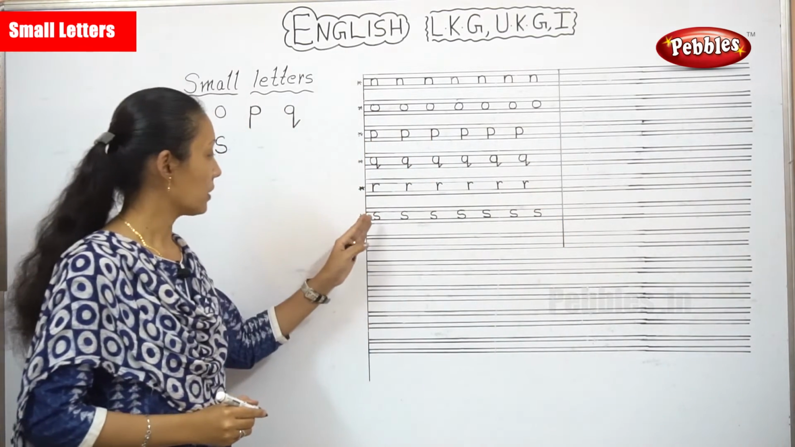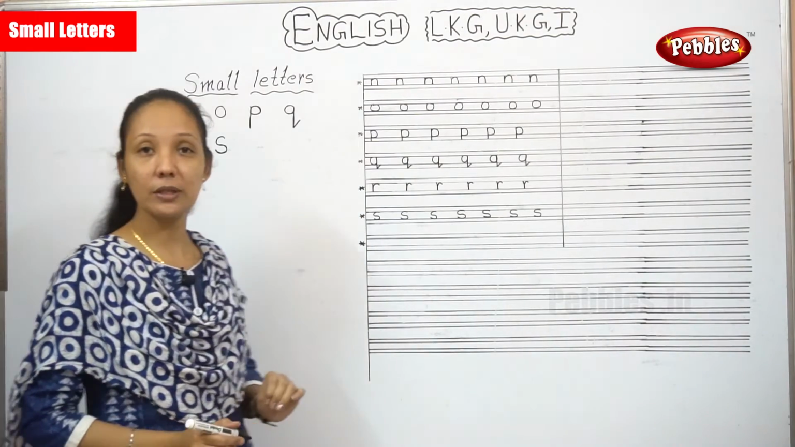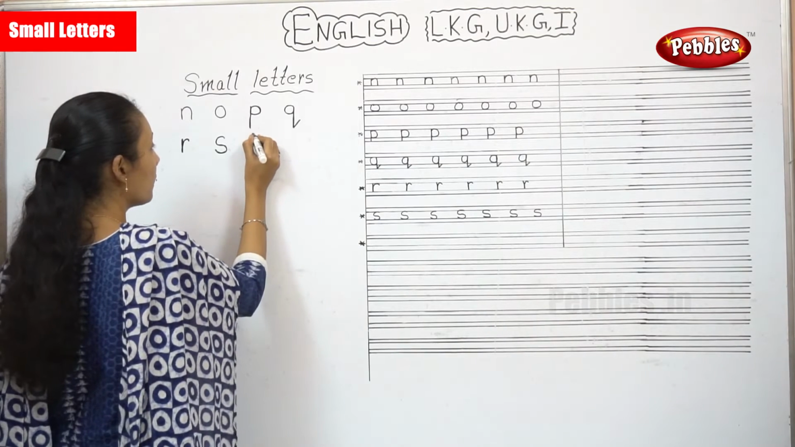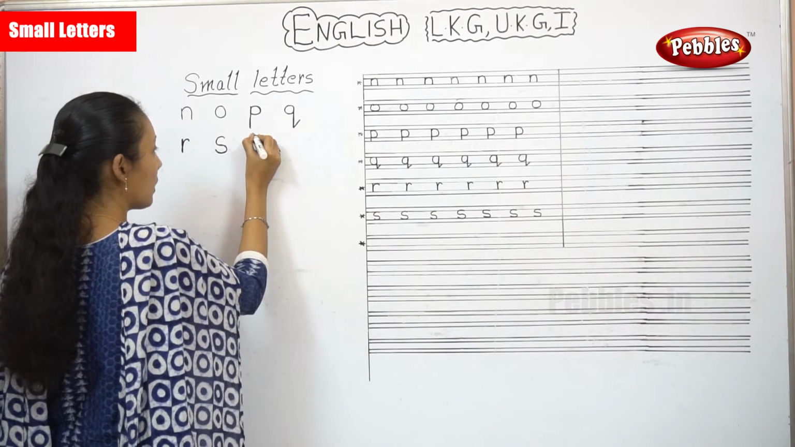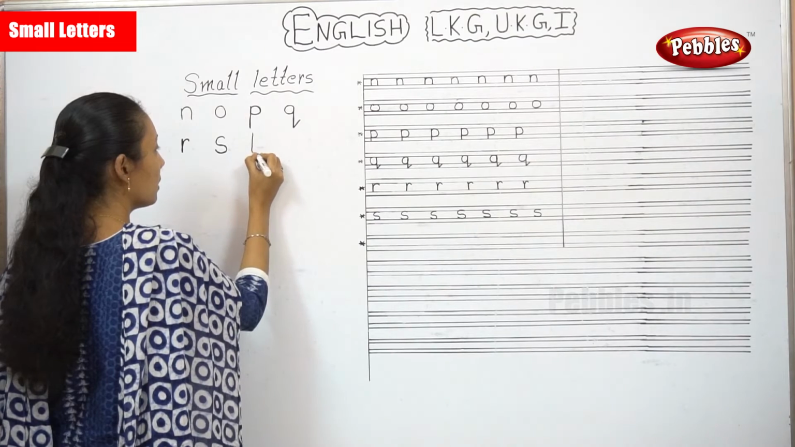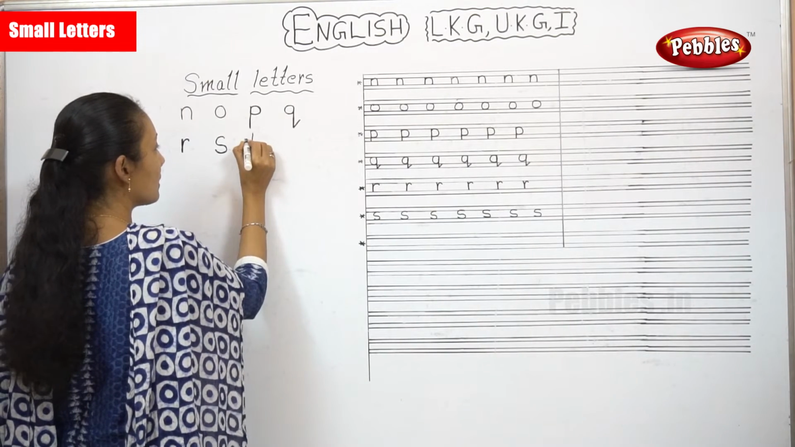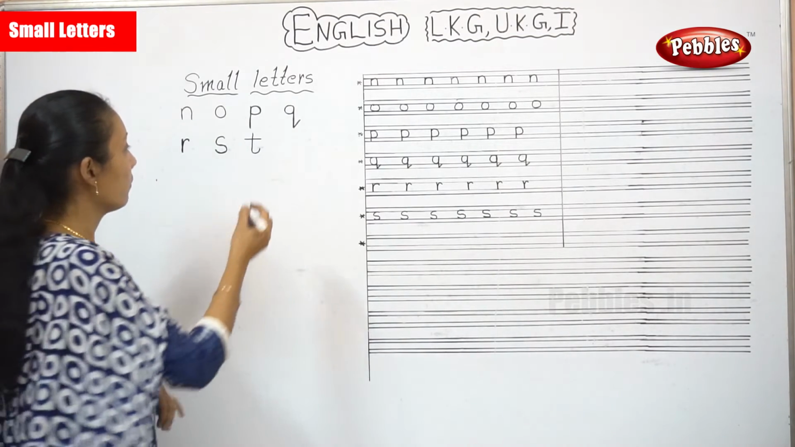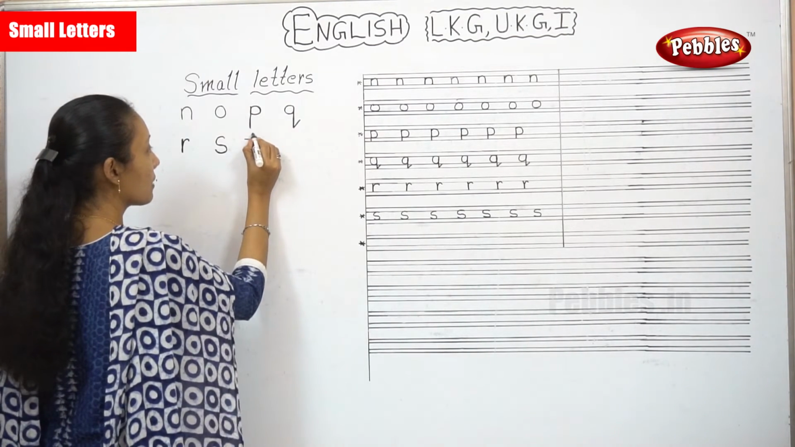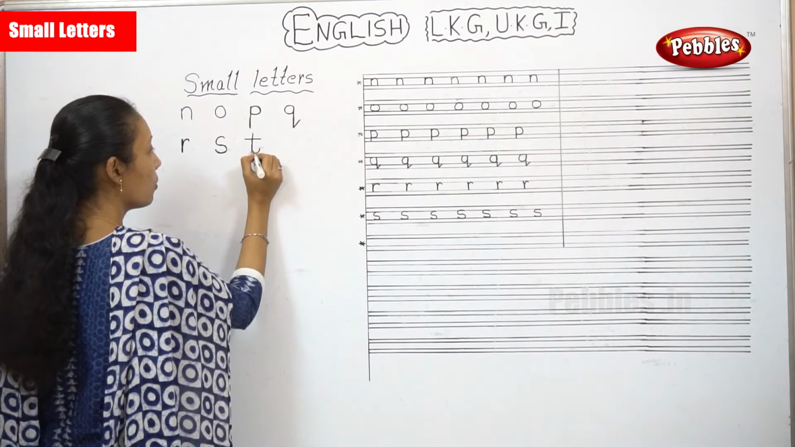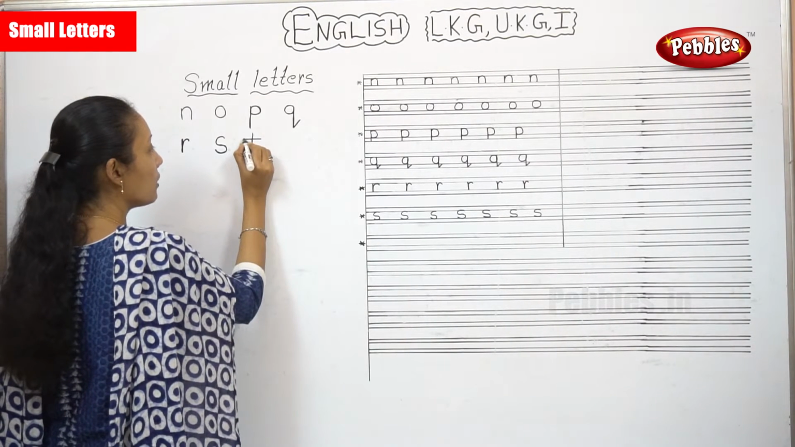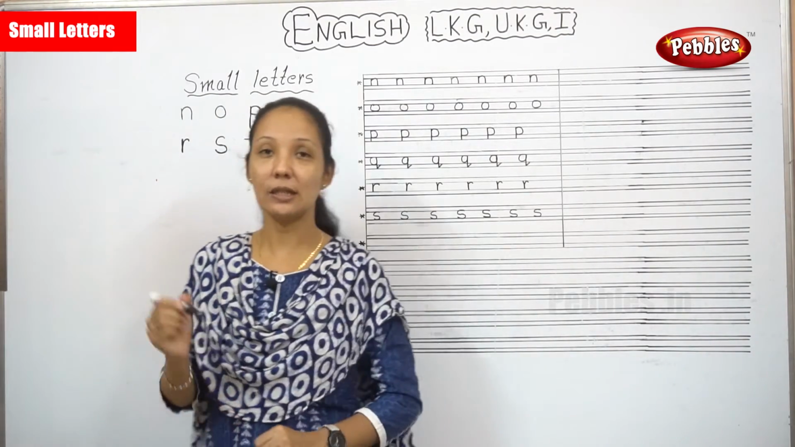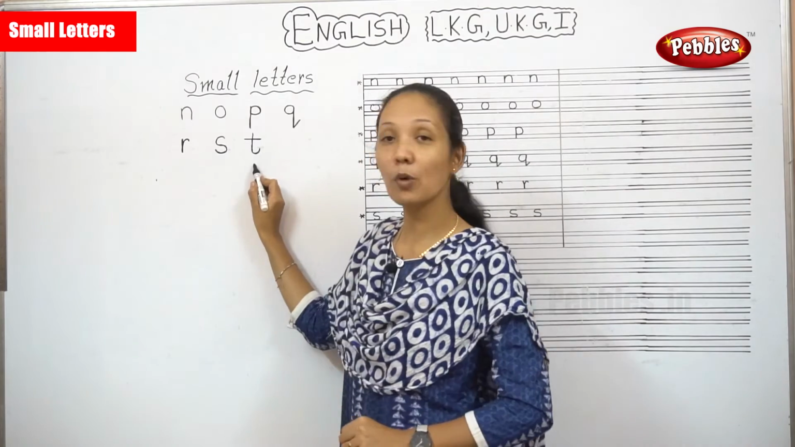Okay. Now, after s, your next alphabet is T. T is a straight line down, a curve and a sleeping line. This is called small letter T. Once again, I will show you a straight line, come down, a curve and a sleeping line. This is called small letter T. Then the alphabet T, small T.